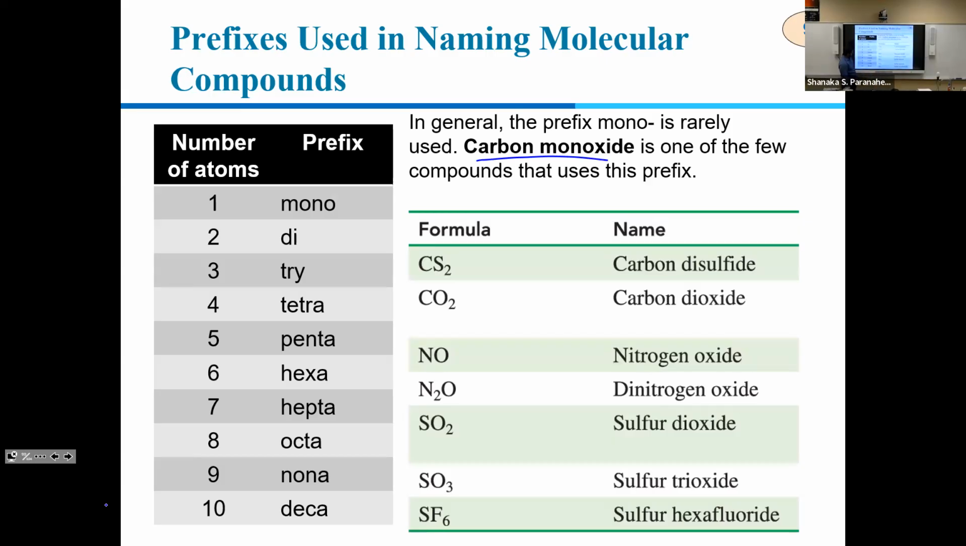There are 7 examples on this slide. You can see CS2, carbon disulfide. The next one, carbon dioxide. Next one is nitrogen oxide, one nitrogen and one oxide, so it's simply nitrogen oxide. Dinitrogen oxide is the next one. Sulfur dioxide. Sulfur trioxide, and the last one, sulfur hexafluoride.